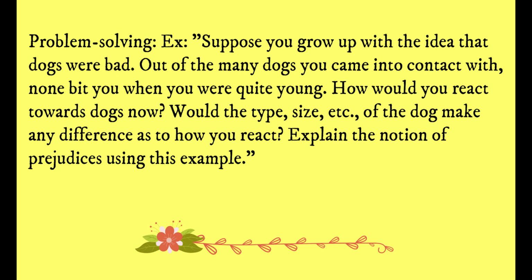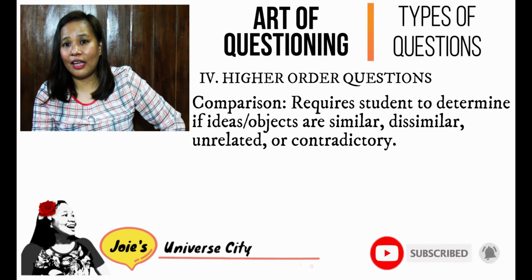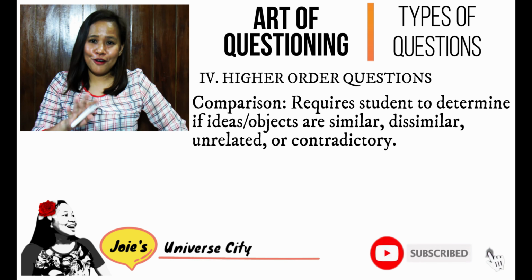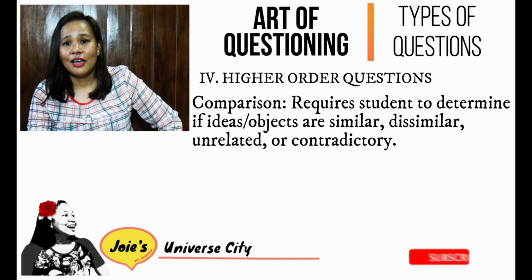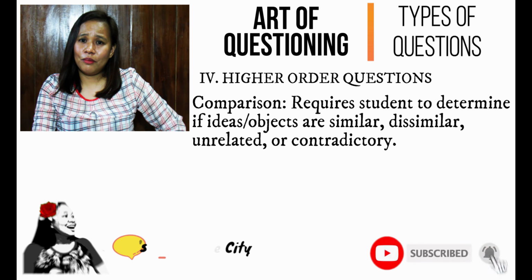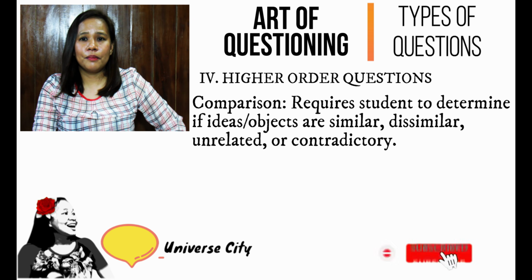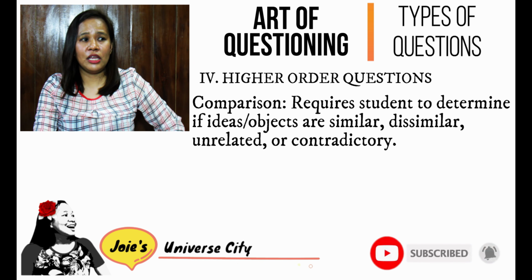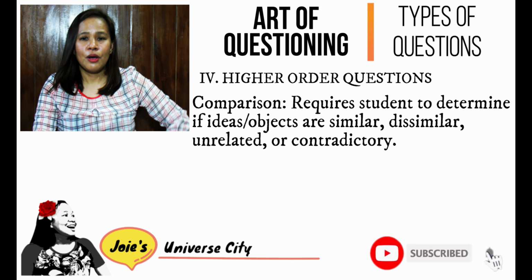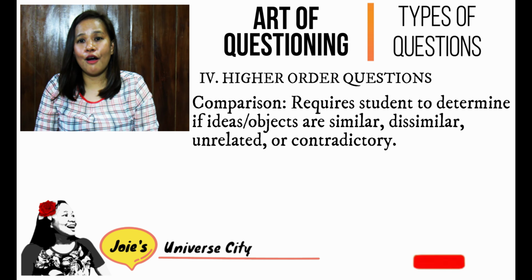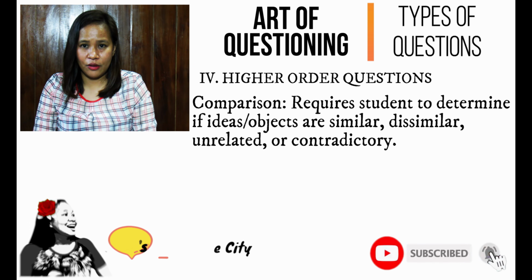See, by just looking into examples with a dog, you would already lead students to have notions about prejudices, because you're talking about types or size, etc. That could lead to discrimination or to prejudices. And before a student could answer a question like this, the student should really think well, should really formulate good reasons, should really formulate good judgment and the like. So these are examples of questions under higher order thinking questions.